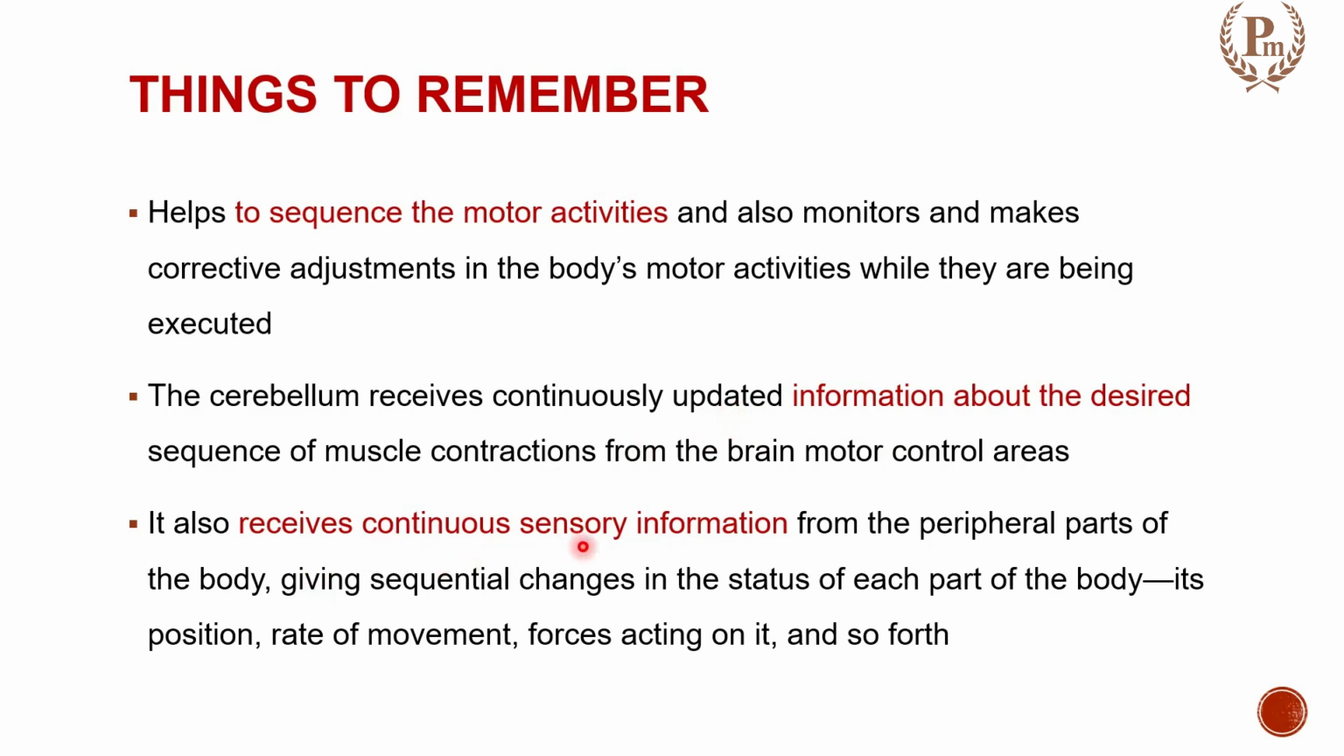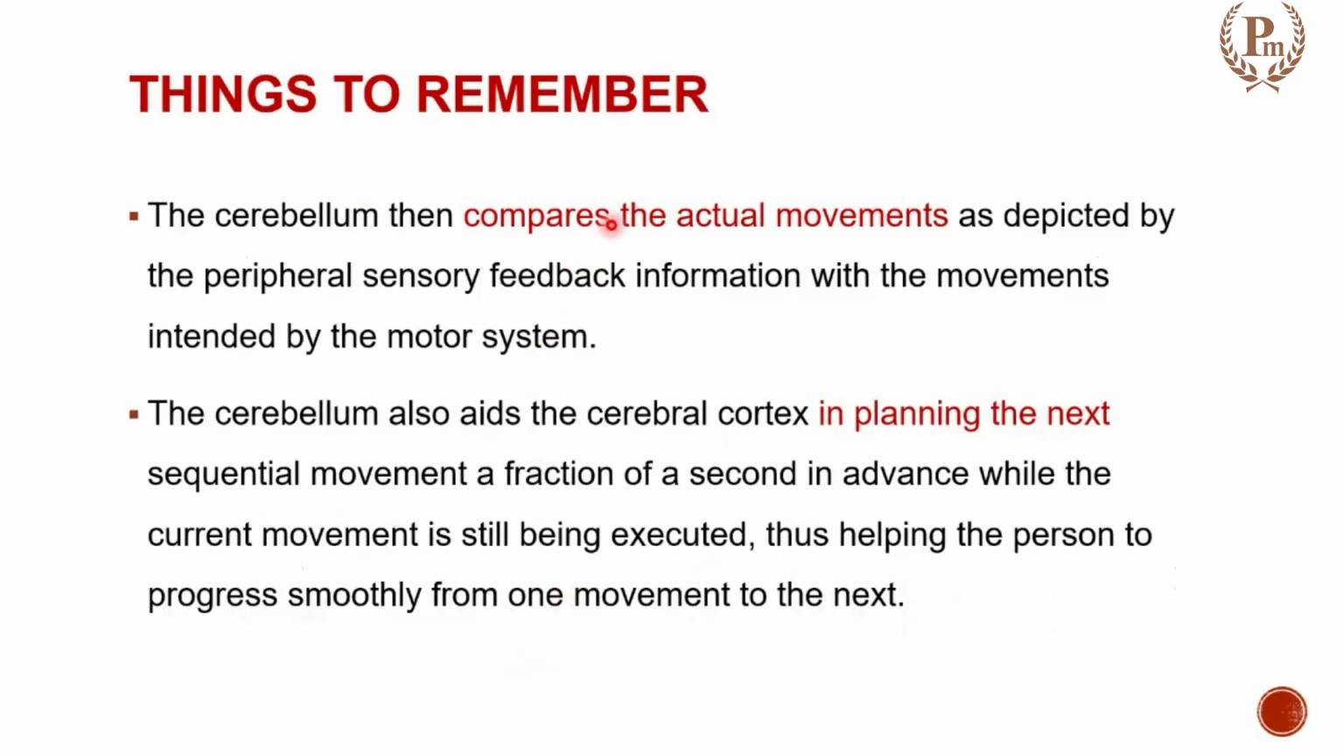It receives continuous sensory information. From where? From the peripheral part of the body, which gives us a sequential change in the status of each part of the body, be it the position, the rate of movement, the forces which are acting on it, and so forth. The cerebellum compares the actual movements, and that's what I was telling you. It compares what is the actual movement which is being carried out, plus compares with what? Compares with a copy of intention.